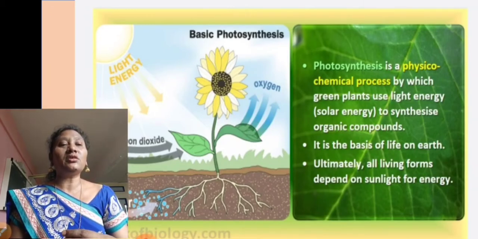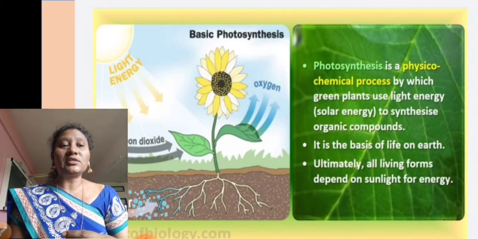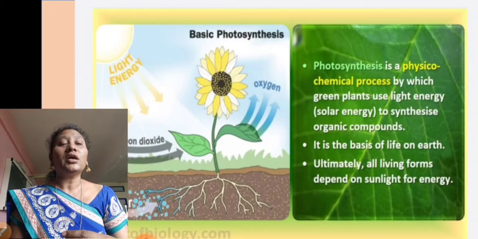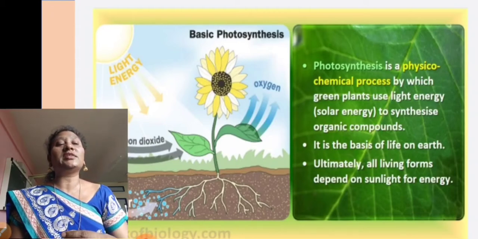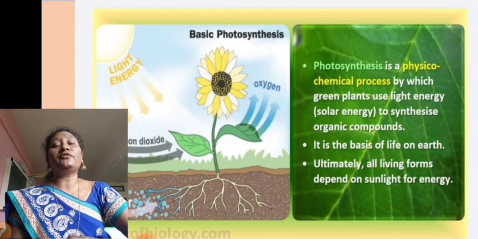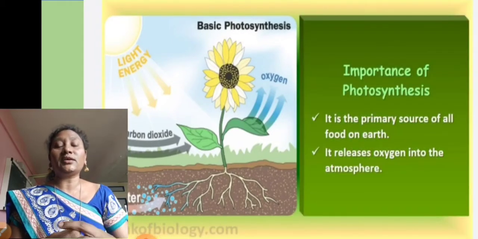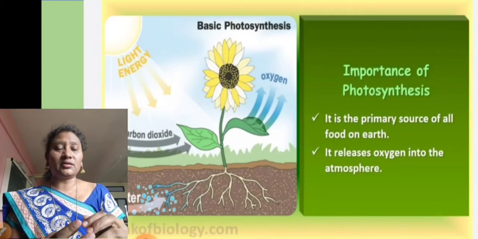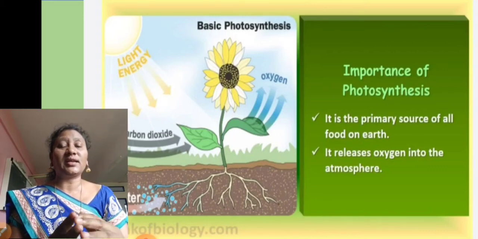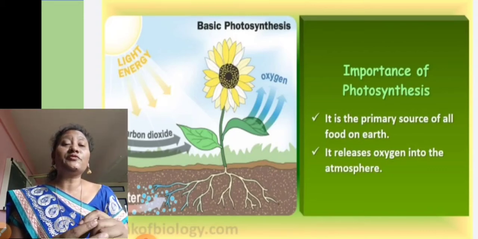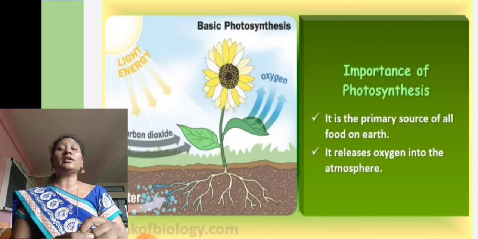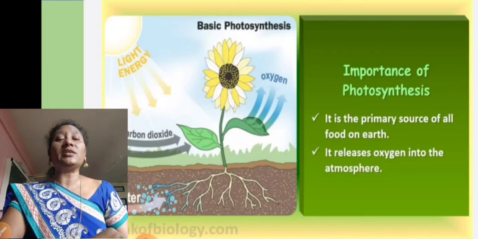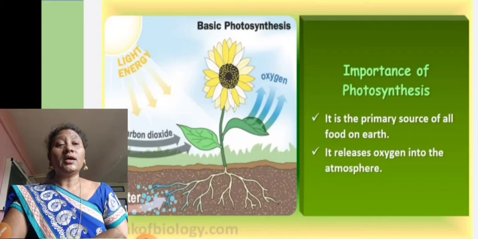This is a physico-chemical process by which green plants use light energy, solar energy, to synthesize organic compounds. So, it is the basis of life on earth. Ultimately, all living organisms depend on sunlight for energy. Yes or no? We get the food from the plants. The ultimate energy source is nothing but sunlight. So all the living organisms, for the purpose of energy, depend on the sun. The sun is the main source of energy for all living beings.